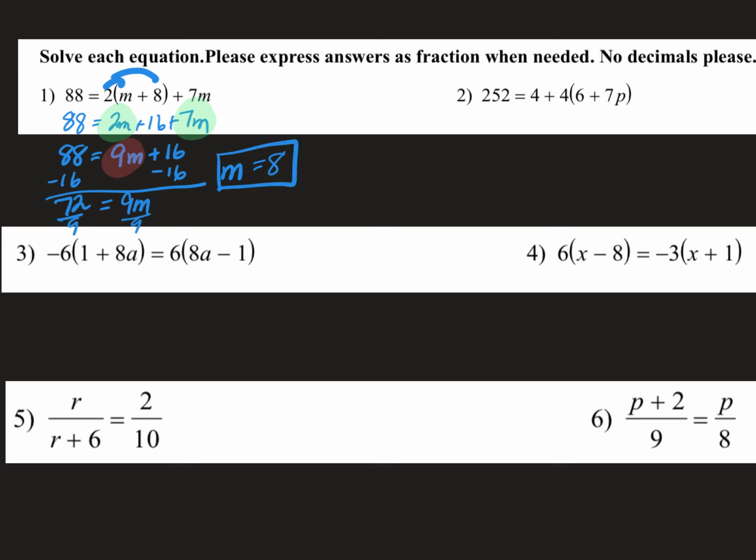And these are all the steps that I would expect to see you do, except for the highlighting, of course. But that's what I expect to see on your paper when I check your summer work assignment. Okay, we'll go on to the next one. We're going to distribute.